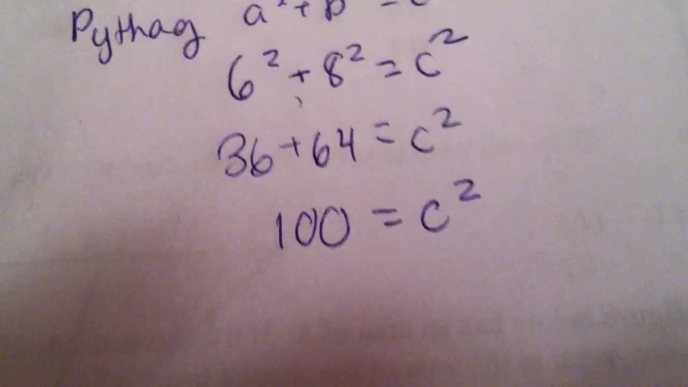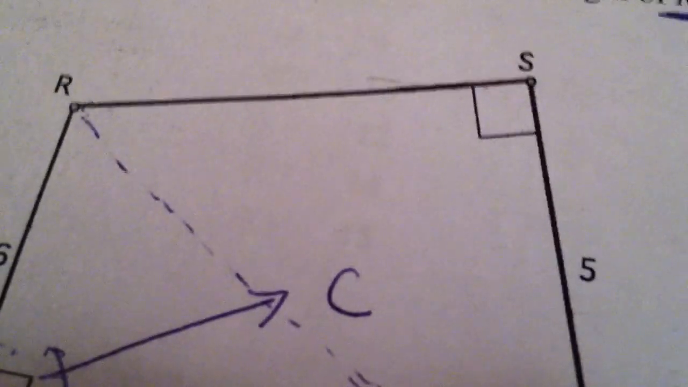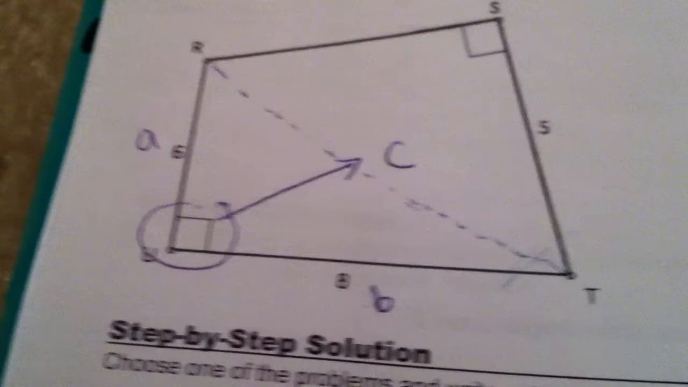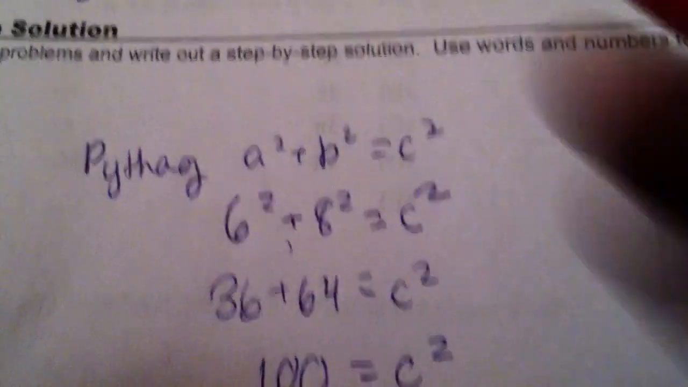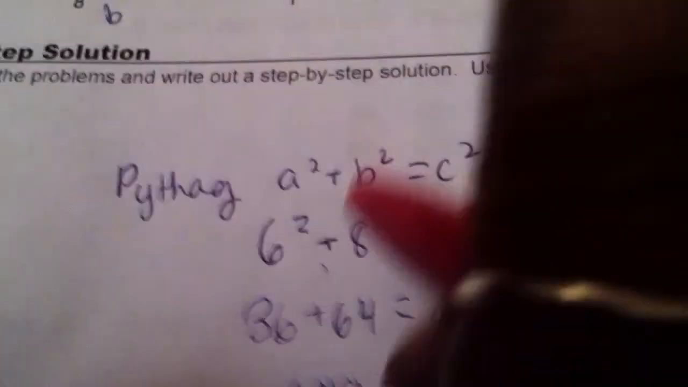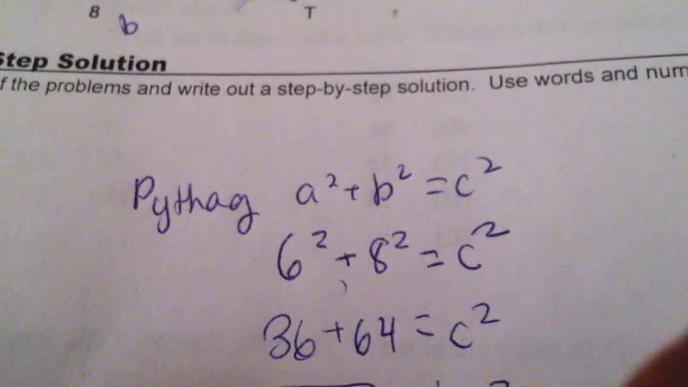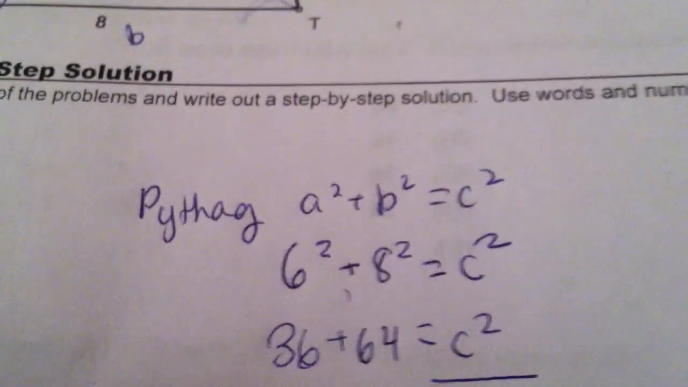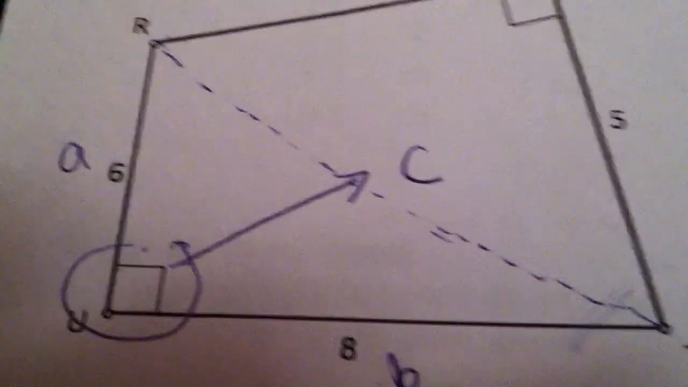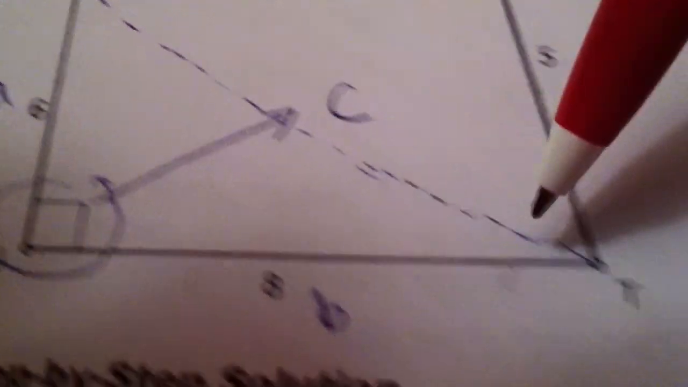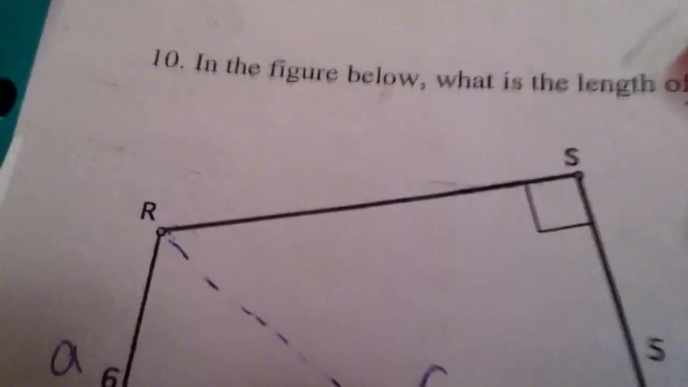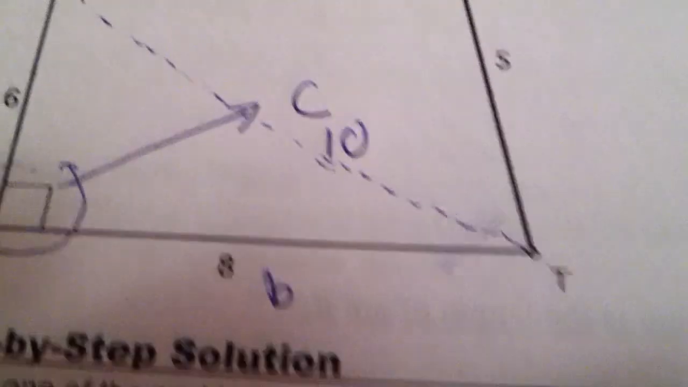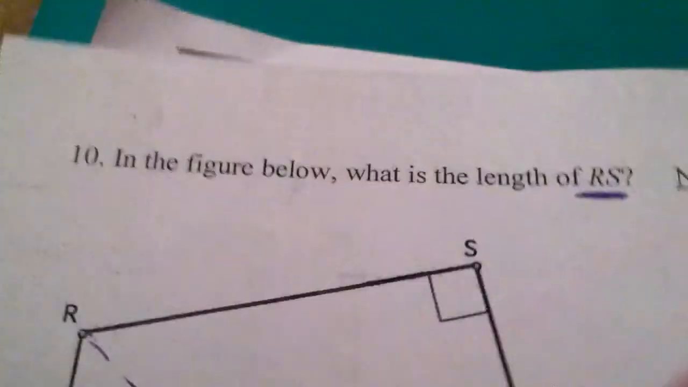Now I'm down to what C squared is, but I want to know what C is. Okay, so I've gone through a couple of steps. Got 100 equals C squared. So now I need to take the square root of both sides. Great, and I know that 10 equals C. Great. So that's only half of the problem. Now I know that the distance from the vertex R to the vertex T is 10 units. So I'm going to write 10 so that I know this distance.